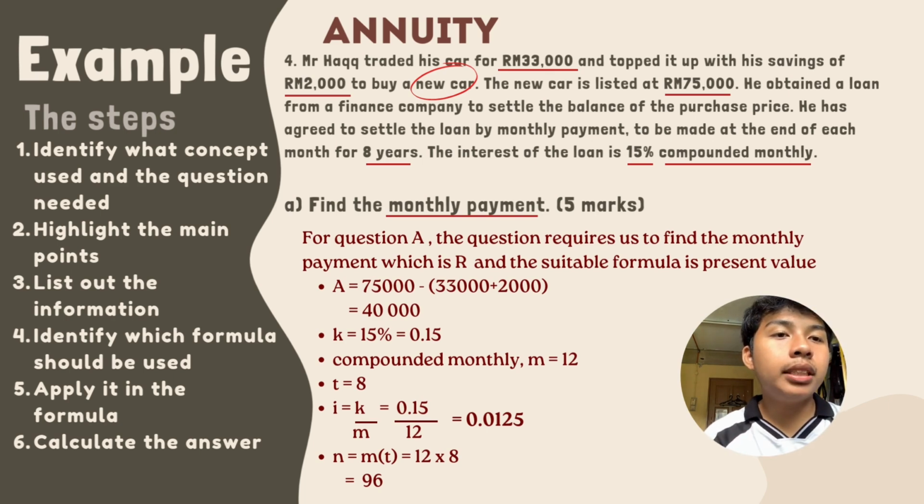A is the present value. So 75,000 is the car price, 33,000 is the trade-in value, and 2,000 is Mr. Hart's saving. So the balance is the value that Mr. Hart needs to pay. K is the rate. The rate needs to be in decimal, so 0.15. M is 12, compounded monthly. T is 8 years. I formula is K over M, so 0.15 over 12 becomes 0.0125. And the formula for N is M times T, 12 times 8 equals 96.